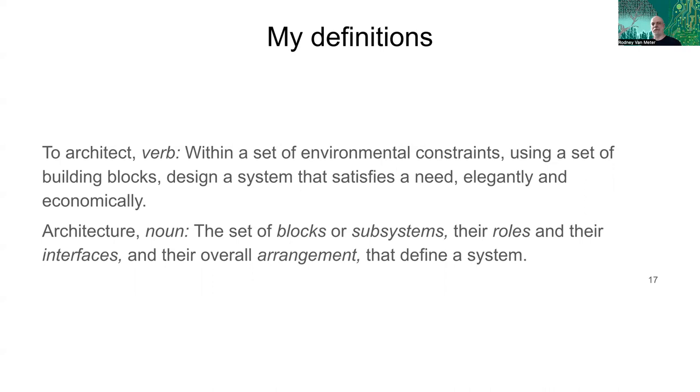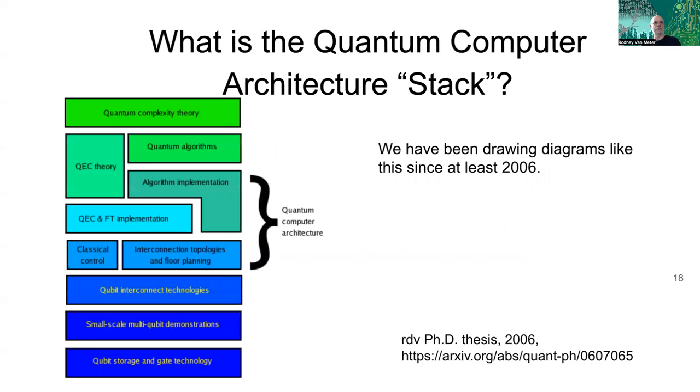Right. So how does that all fit into the quantum computing world? Well, we've been drawing pictures like this since at least 2006. This is from my own PhD thesis back then, where we have things like quantum computational complexity at the top and small scale qubit storage and gate technologies at the bottom. And in between, there's this area of what we can call quantum computer architecture, which is figuring out how to map the algorithms that the theorists define into systems that the hardware guys can build. And that involves not only that software process, but also the process of guiding the development of the hardware as we go.